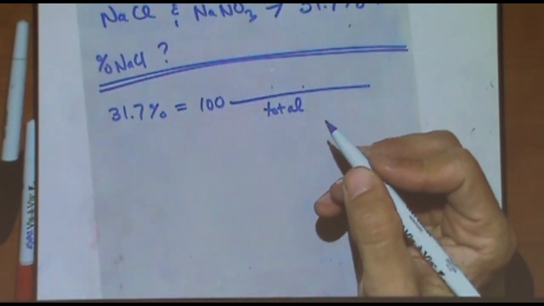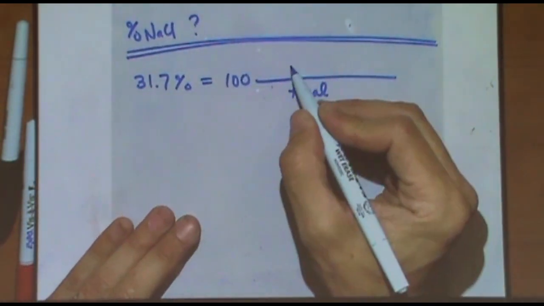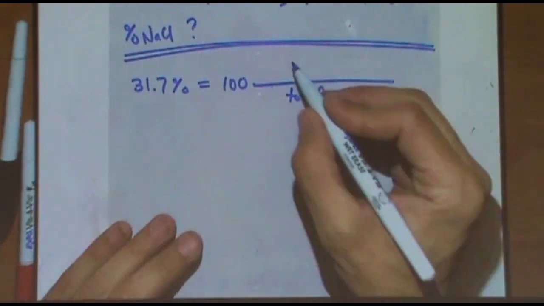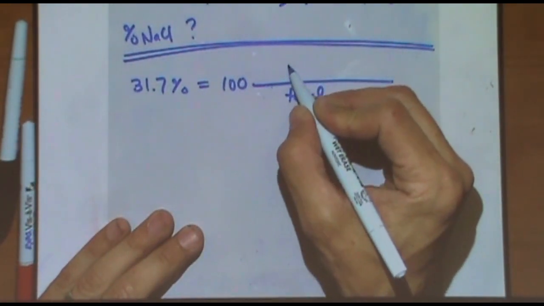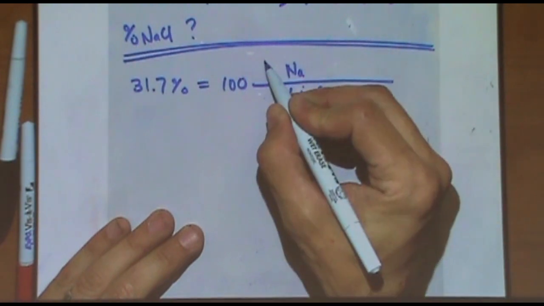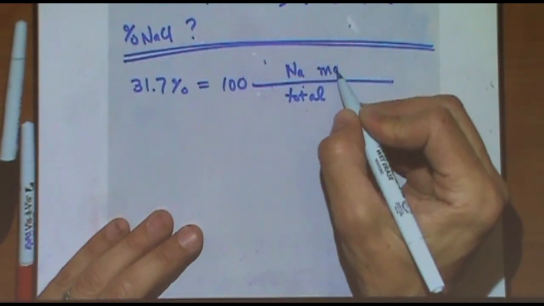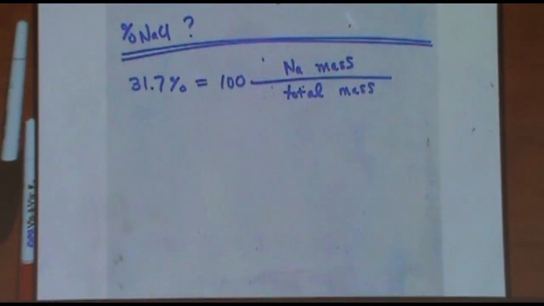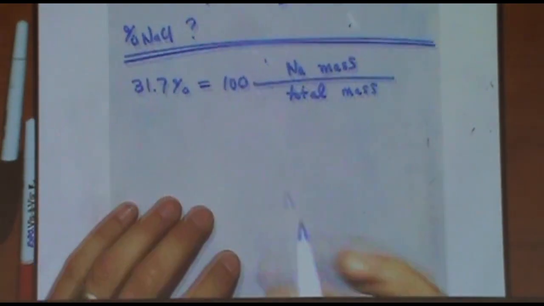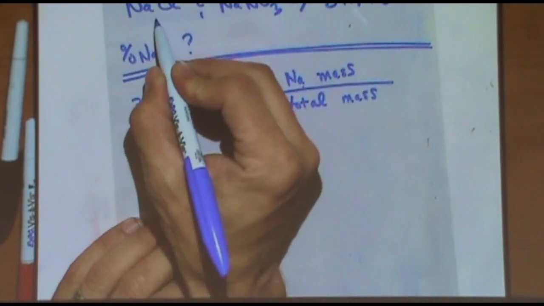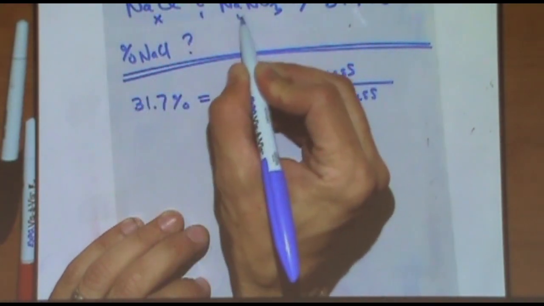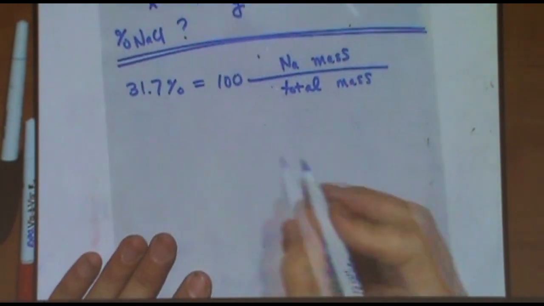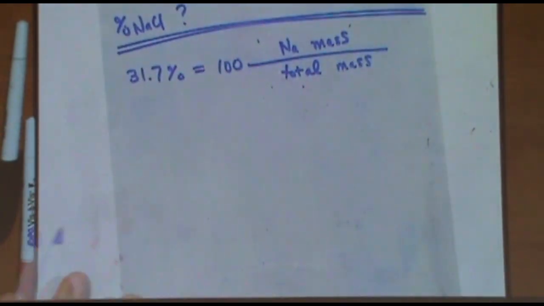The percent mass means 100 times the part over the total. Of the total, what you're interested in is the sodium. I'll put this mass, total mass. Is that okay? All right. So let's say this is mass X, and let's call that mass Y, just to make life a little bit easier.